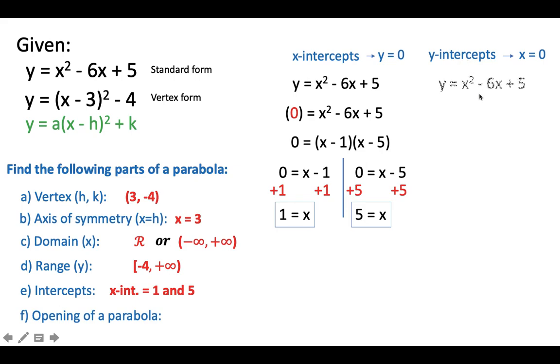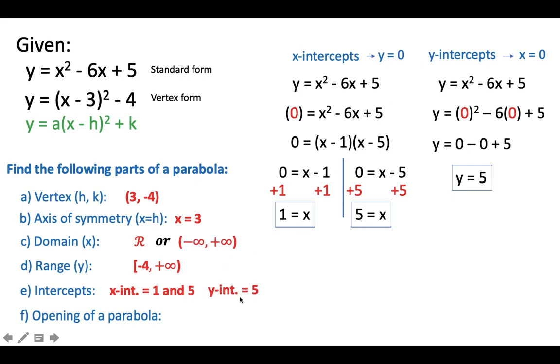How about the y-intercept? So let x be equal to 0. So simplify them. So it becomes 0 minus 0 plus 5, and finally y is equal to 5. So that is our y-intercept. Our y-intercept is positive 5.